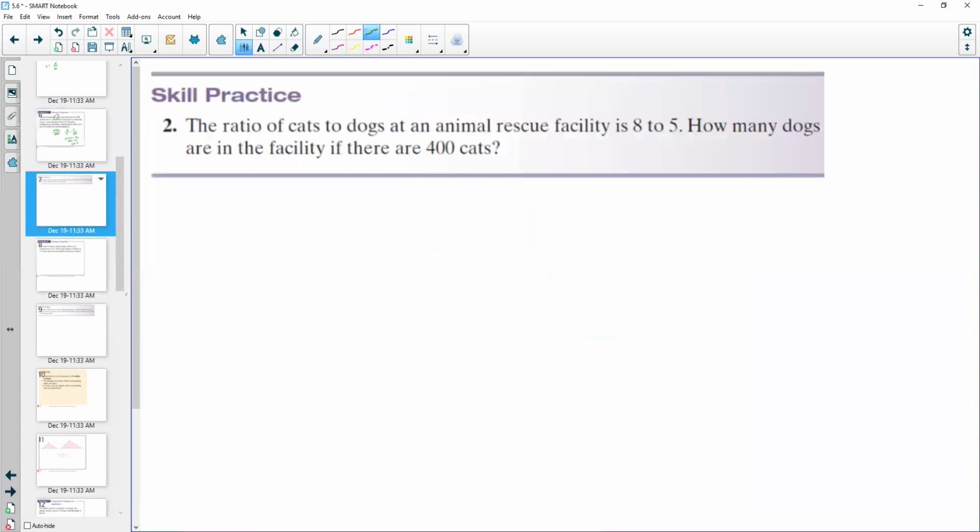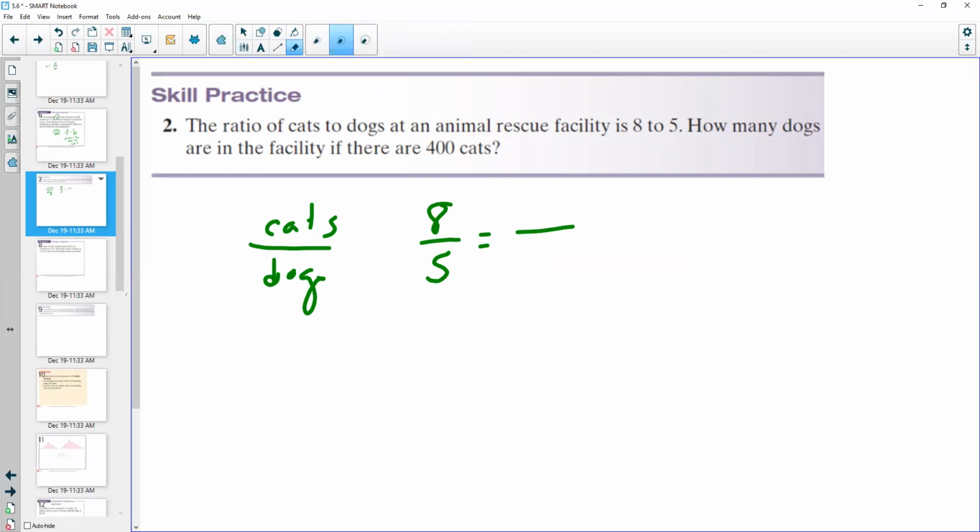All right. The ratio of cats to dogs in an animal rescue facility is 8 to 5. How many dogs are there if there are 400 cats? Well, it told us cats to dogs, right? So we know 8 cats for every 5 dogs. I don't know how many cats. Oh, sorry, I do know how many cats. I don't know how many dogs. I do know how many cats. It's a lot of cats. Let's find out how many dogs.